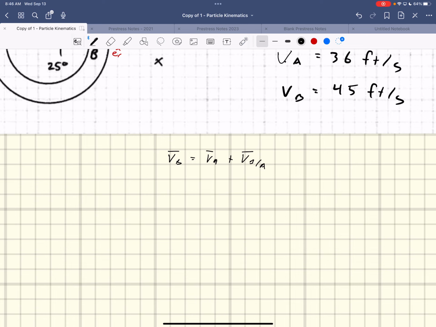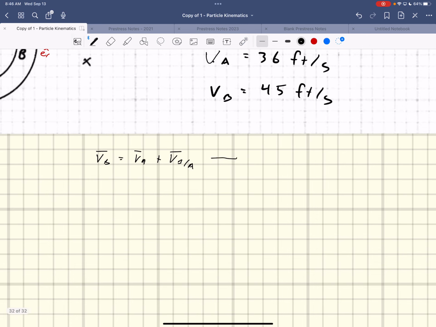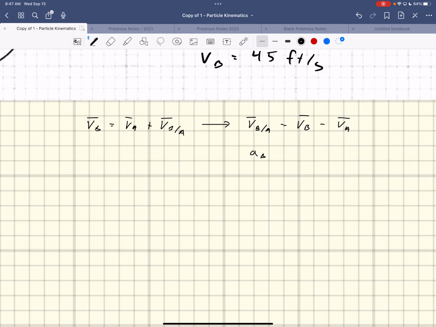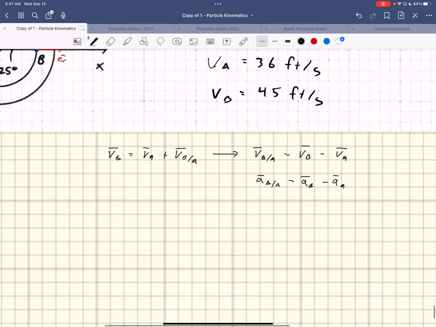If I'm after the velocity of B as seen from A, you just flip this on its head. The velocity of B as seen from A is equal to the velocity of B minus the velocity of A. The problem statement asks us for the velocity of B as seen from A, so I need to figure out what the velocity of B is, and subtract off of it the velocity of A. Same thing for acceleration. The acceleration of B as seen from A is just the acceleration of B minus the acceleration of A.